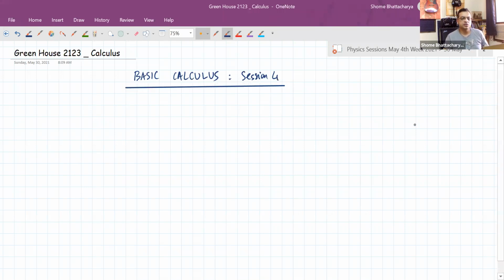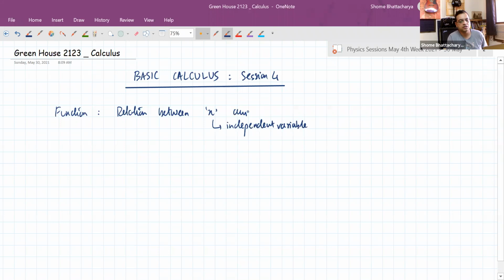Okay, so a quick recap of the things that we were discussing last time. We saw that we define a function as a relationship between two variables, x, which is an independent variable, and let's say another variable y, which we call the dependent variable.